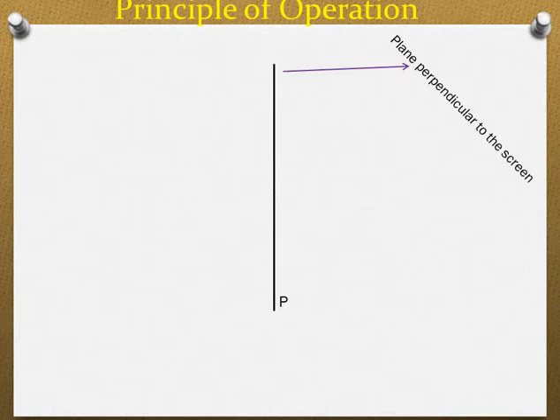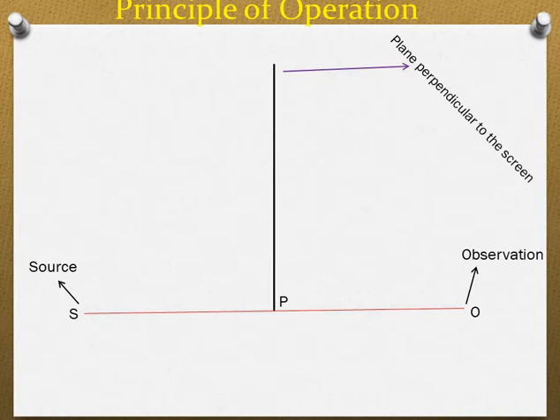Now move on. Principle of zone plate, like how the zone plate works. So we will discuss this principle of operation. Now let's suppose a plane perpendicular to this screen, and this plane contains the zone plate. We consider a plane perpendicular to this screen P, and suppose S is the source position, and the point O is the point of observation.